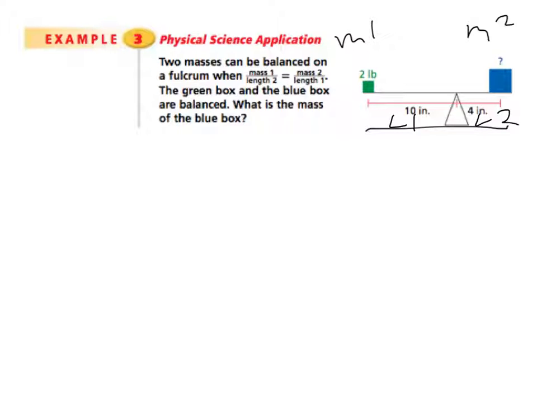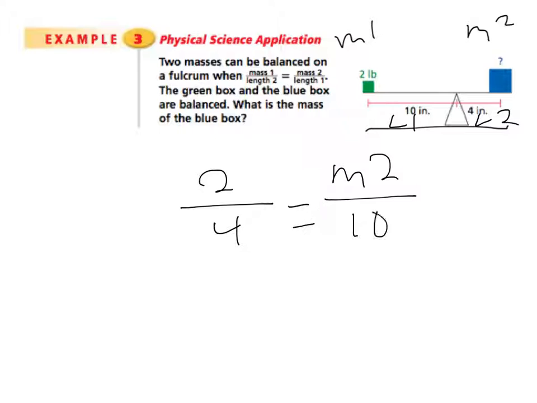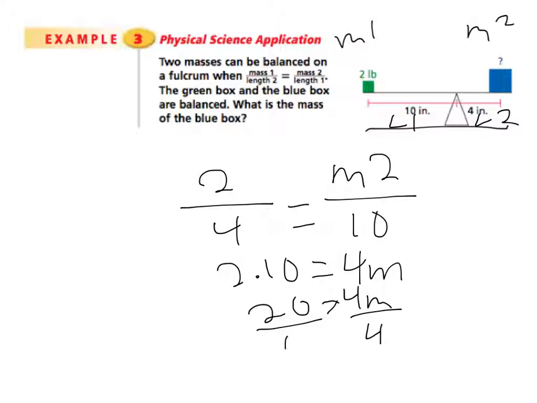So mass 1 is 2 over length 2 is 4. Is that equal to, we're going to figure out, mass 2 over length 1, which is 10. So we're going to try to figure out what mass 2 is to make these equal. So 2 times 10 is equal to 4 times m. So 20 is equal to 4m. We divide by 4, and we get 5 is equal to m.